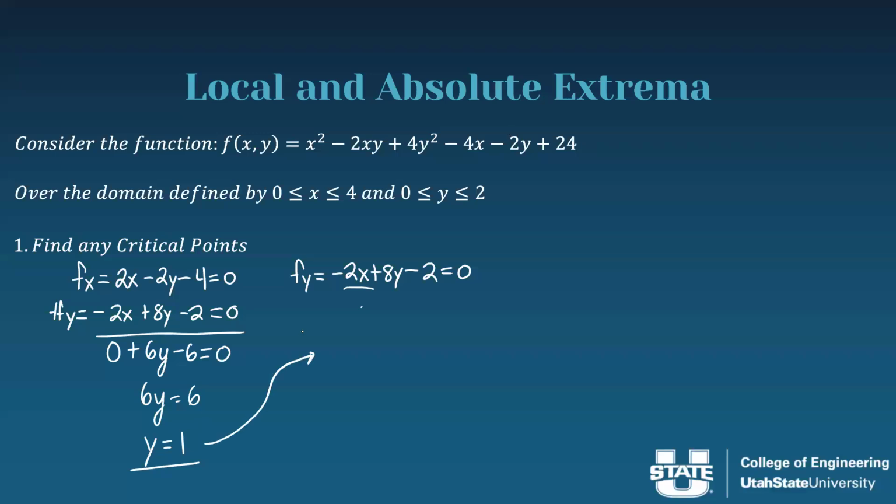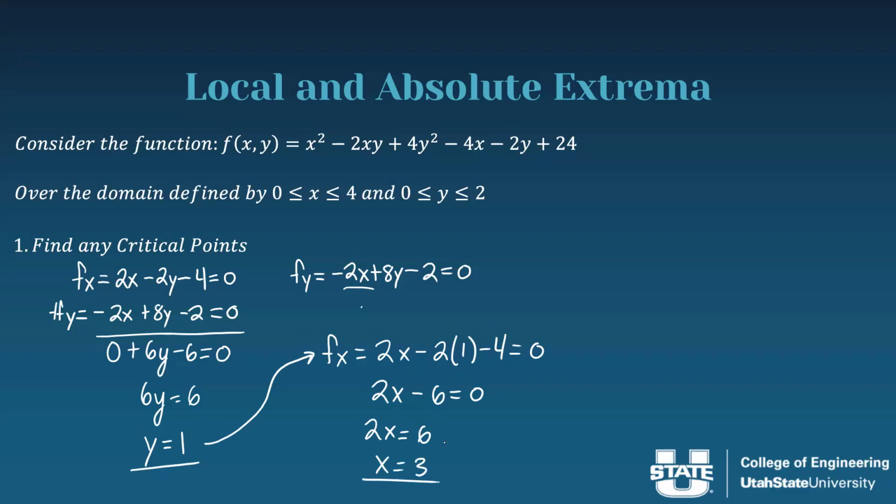Now we can plug that into one of our equations. 2x minus 2 times 1 minus 4 equals 0. That's 2x minus 6 equals 0. 2x equals 6. x equals 3. Therefore, our critical point is at (3, 1).